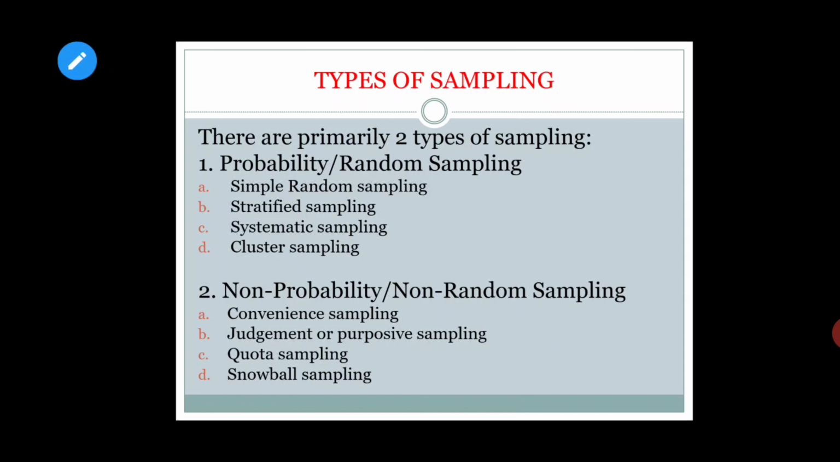Now we're looking at the types of sampling. It's very, very important. So pay attention, okay? There are primarily two types of sampling. Probability sampling, non-probability sampling, okay? So probability sampling is also called random sampling. Non-probability sampling is also called non-random sampling. So under probability sampling, there are 4 types of sampling. Again, under non-probability sampling, there are 4 types of sampling.